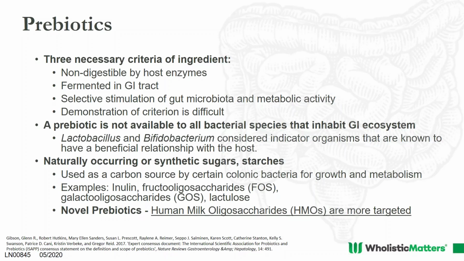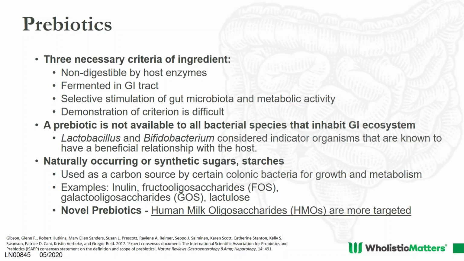Naturally occurring or synthetic sugars, starches, all sorts of various sources can be prebiotic compounds. Once again, they have to be utilized as a source for growth and metabolism by certain beneficial bacteria. One example would be inulin, fructooligosaccharides, another galacto-oligosaccharide. Inulin is also a form of fructooligosaccharides, as well as something like lactulose.